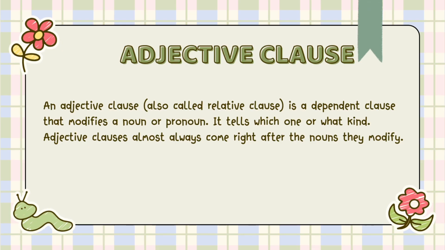Now we come to adjective clause. An adjective clause is a dependent clause that modifies a noun or pronoun. It tells which one or what kind. Adjective clauses almost always come right after the nouns they modify.